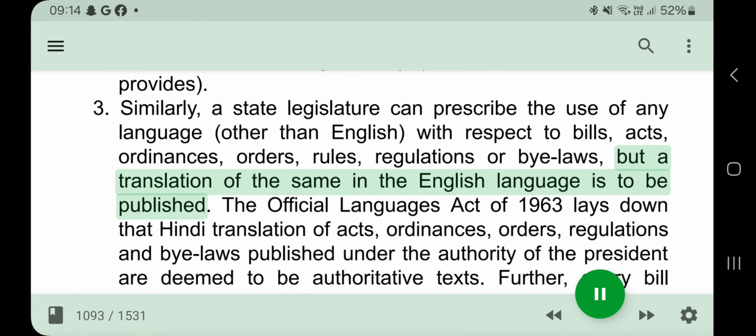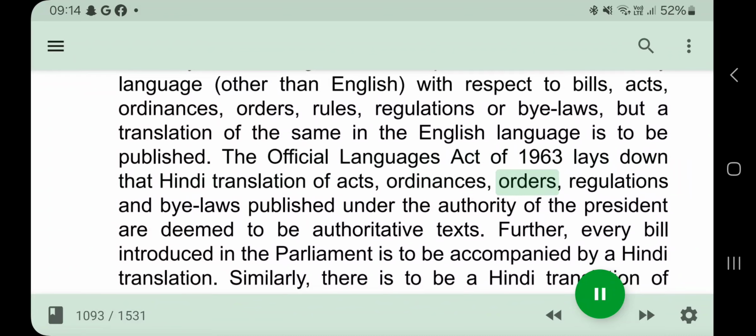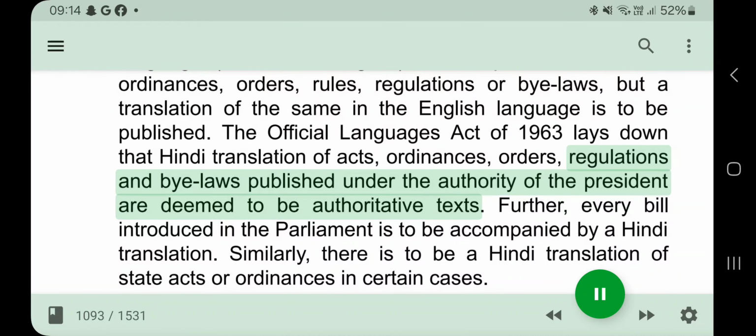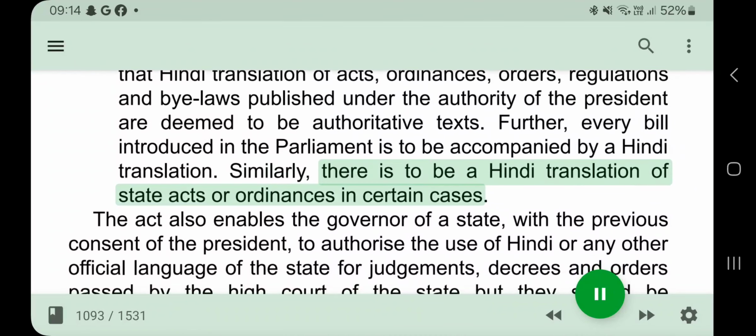3. Similarly, a state legislature can prescribe the use of any language, other than English, with respect to bills, acts, ordinances, orders, rules, regulations or by-laws, but a translation of the same in the English language is to be published. The Official Languages Act of 1963 lays down that Hindi translation of acts, ordinances, orders, regulations and by-laws published under the authority of the President are deemed to be authoritative texts. Further, every bill introduced in the Parliament is to be accompanied by a Hindi translation. Similarly, there is to be a Hindi translation of state acts or ordinances in certain cases.